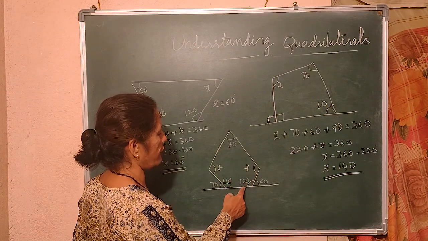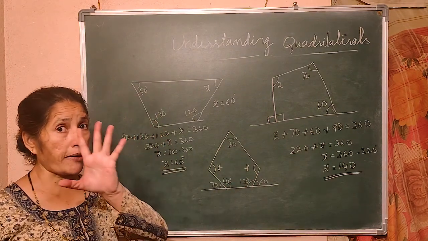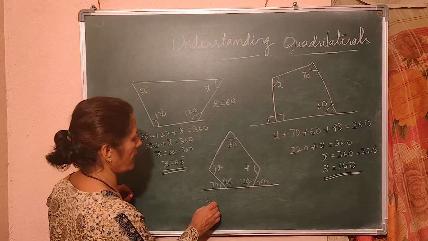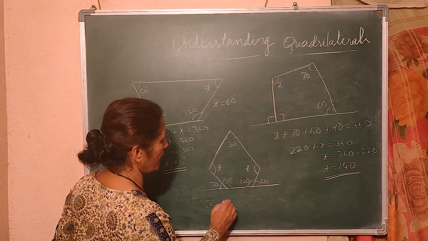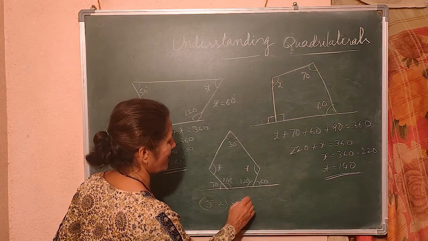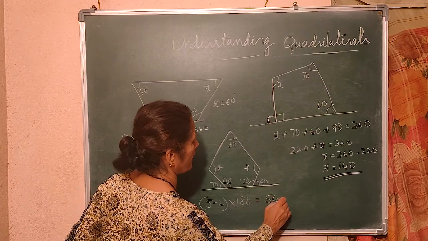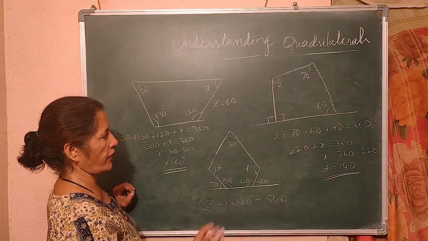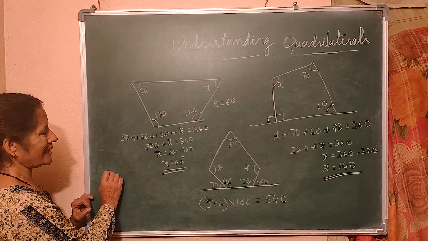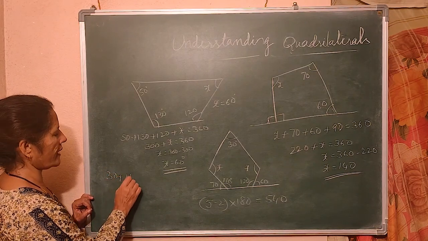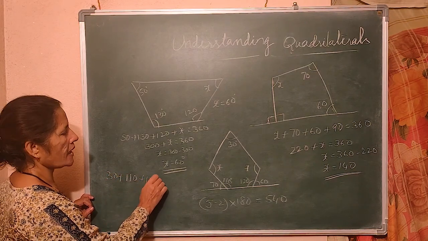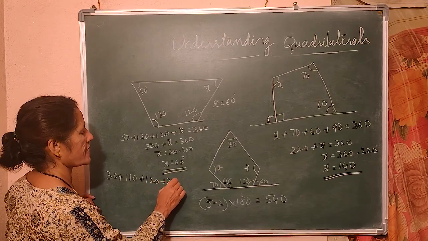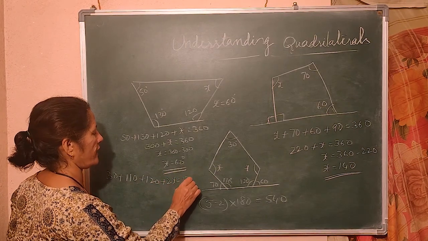1, 2, 3, 4, 5. 5 minus 2 into 180. What is 5 minus 2 into 180? 3 into 180. Correct? 18 3s are 540. Totally it should be 540. So I write down 30 plus 110 plus 120 plus x plus 2x is equal to 540.